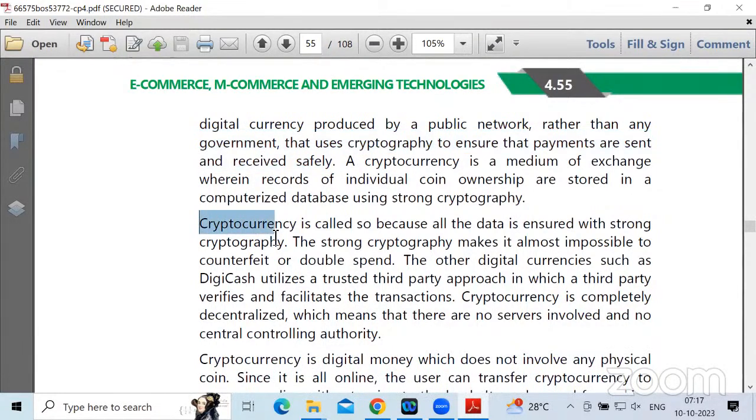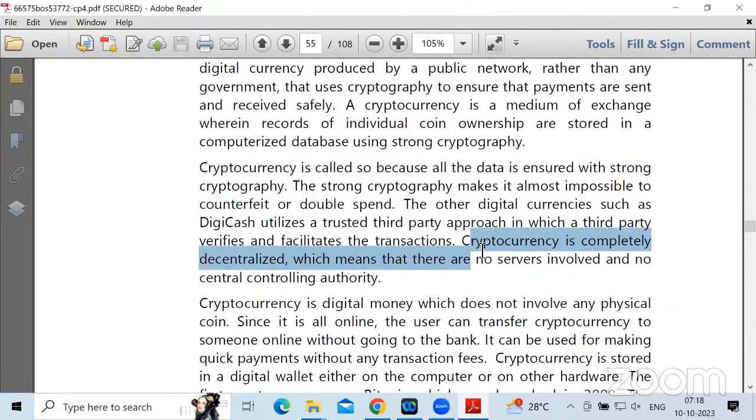Here also it is mentioned cryptography is so called because all the data is ensured with strong cryptography. So there is no possibility of counterfeit or double spend. This word is important. Cryptocurrency is completely decentralized, which means that there are no servers involved and no central controlling authority. Normally, in client-server architecture, we have one client and one server.